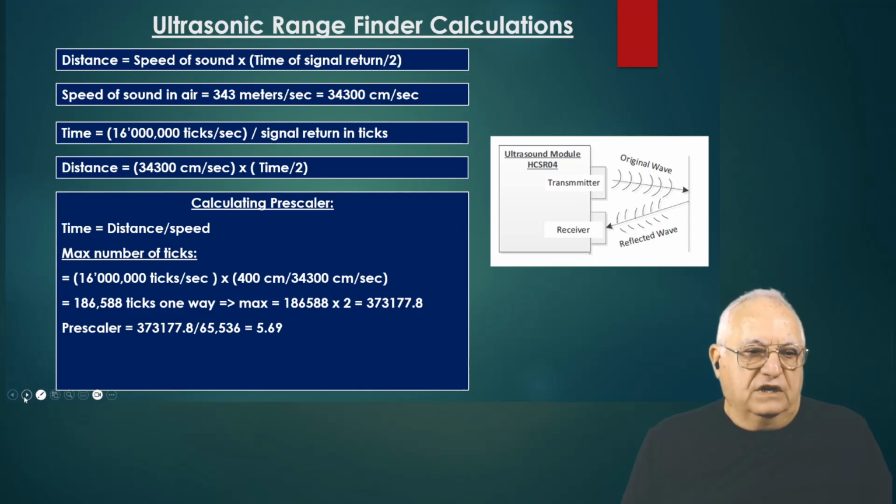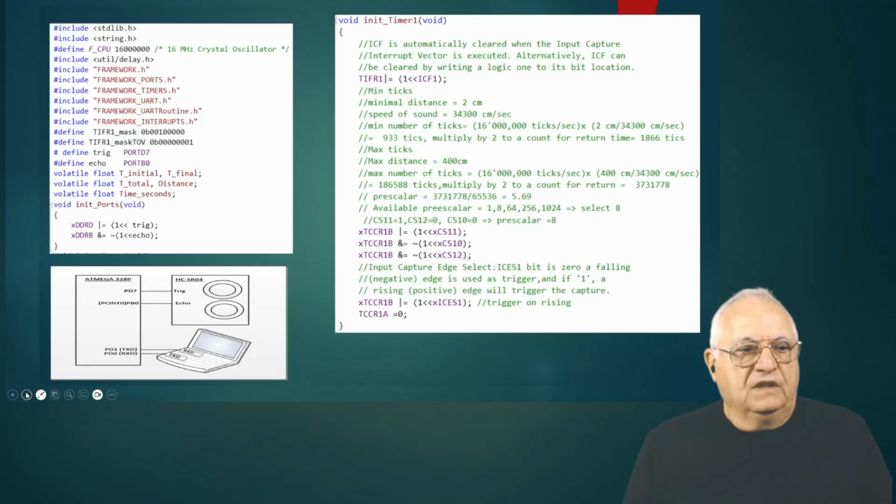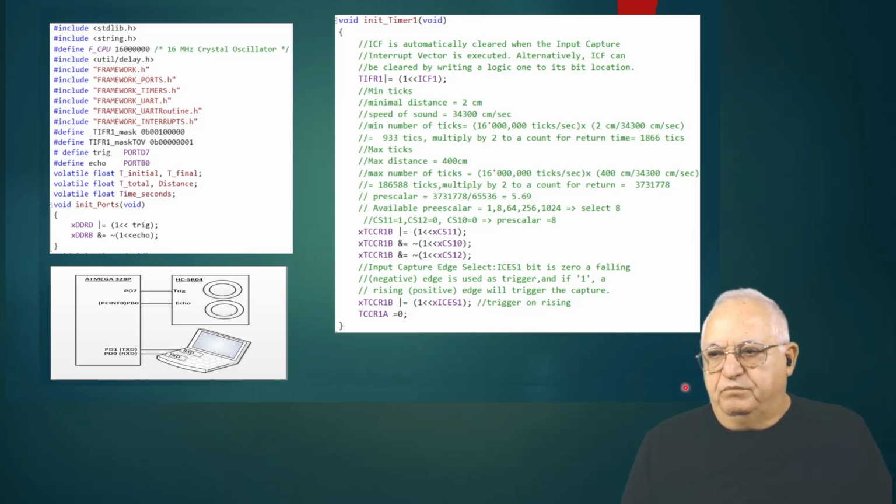So let's figure out what our prescaler is. As usual, we take the number divided by the maximum number a 16-bit register holds, and that gives us 5.6, but we know that the prescaler can be 1, 8, 64, 256 or 1024. So obviously we select the closest, which is going to be 8. Okay, so let's look at our sample program.